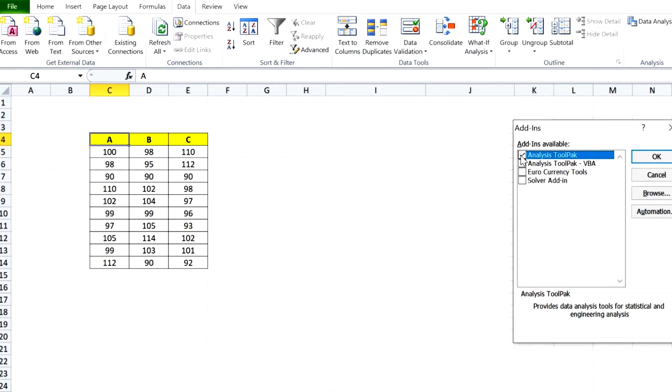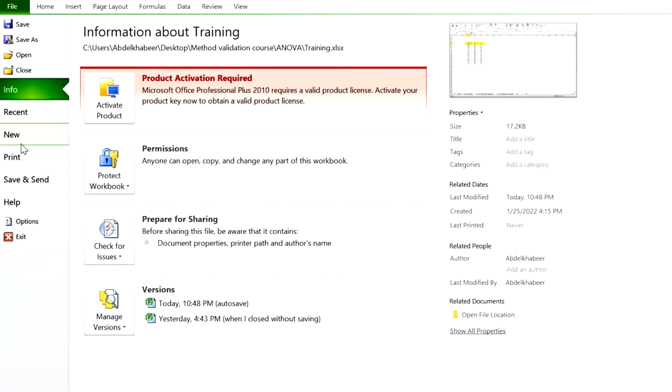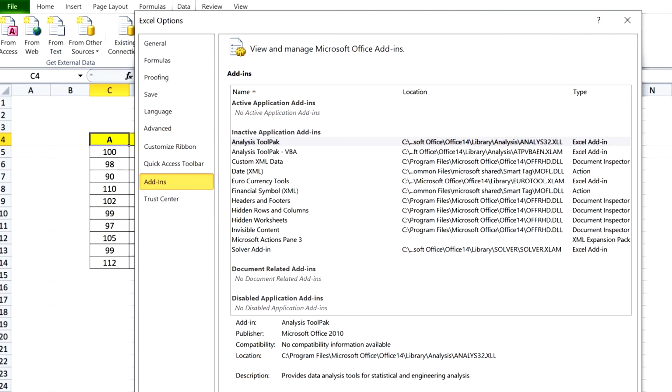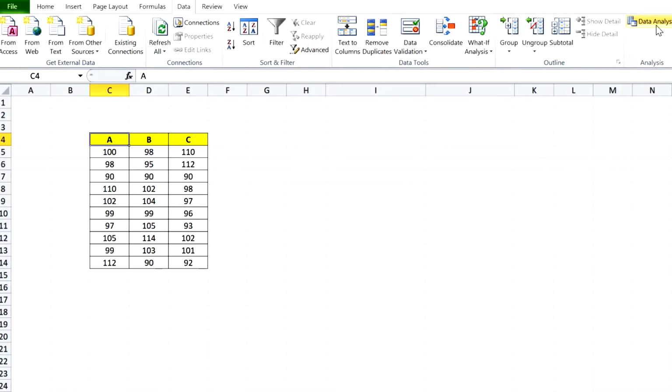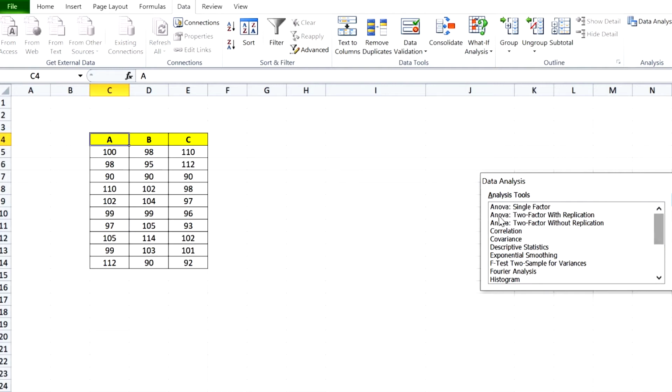If I remove this selection, Data Analysis will be removed from here. So I have to go again: File, Options, Add-ins, Excel Add-ins, Go, and select here, and Data Analysis came back. So Data Analysis, then ANOVA: Single Factor, which is one-way ANOVA.